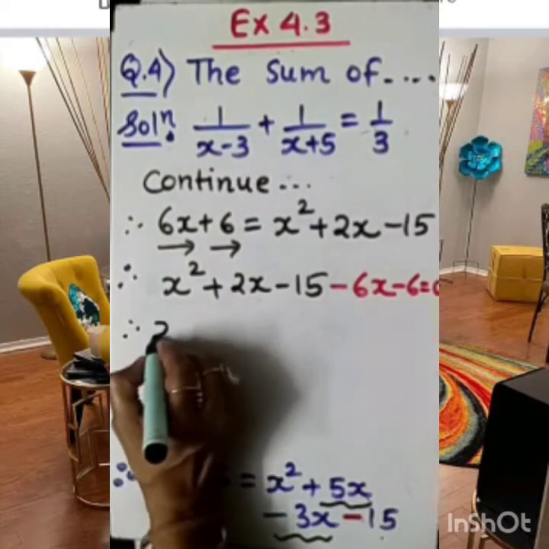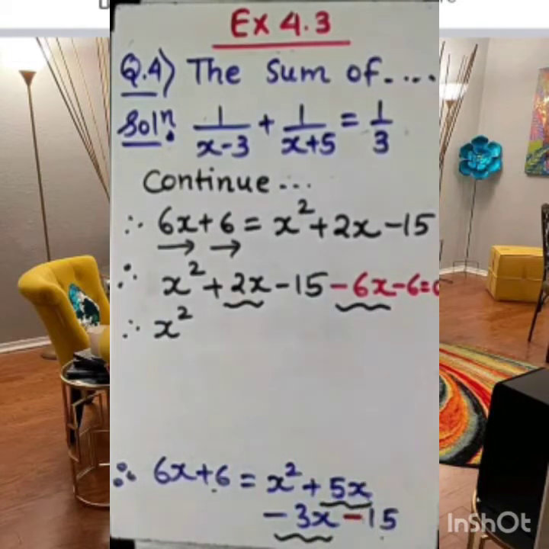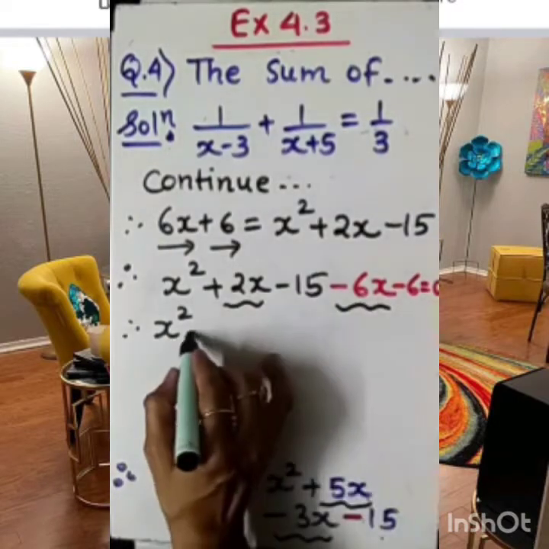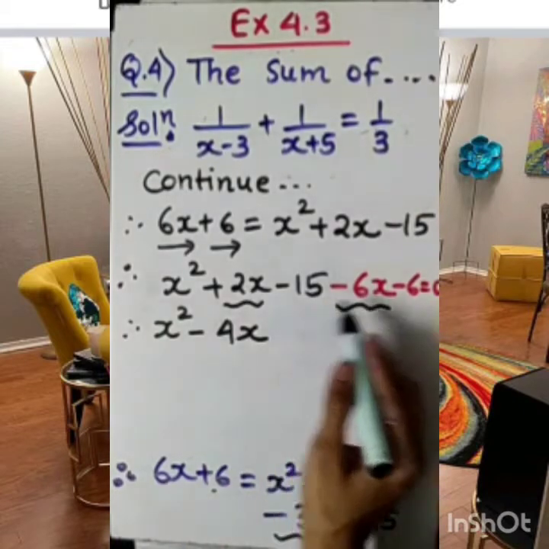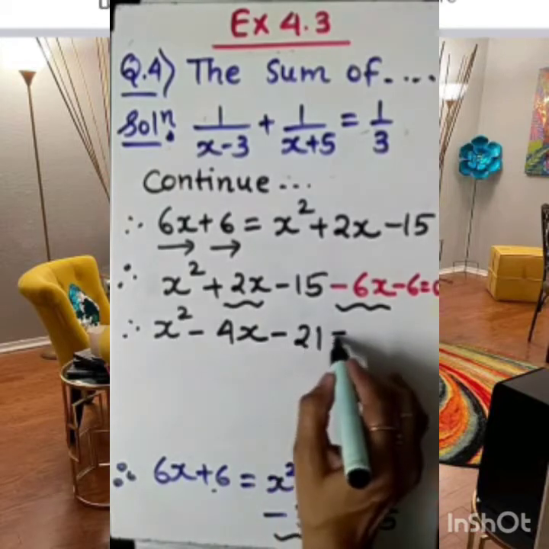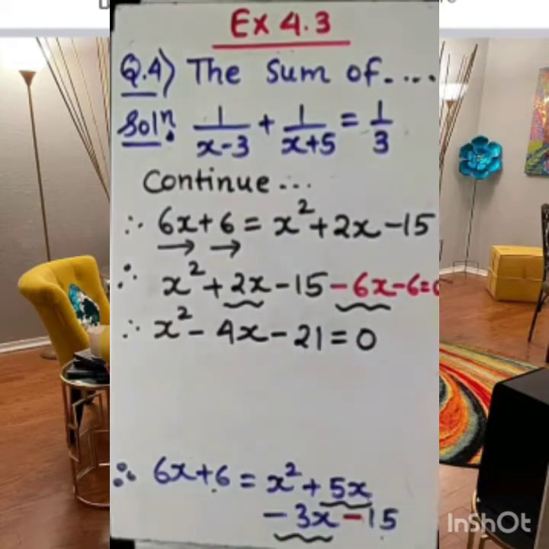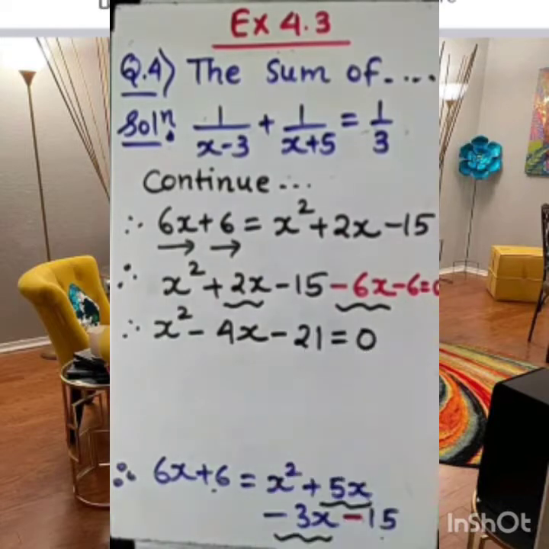Now let's simplify. Your x square is already there, plus 2x minus 6x. Similar terms: plus 2 minus 6 is minus 4x. Fine. Minus 15 minus 6 is minus 21, same sign addition. That is equal to 0. Now you can see, dear student, it looks like a quadratic equation in general form.